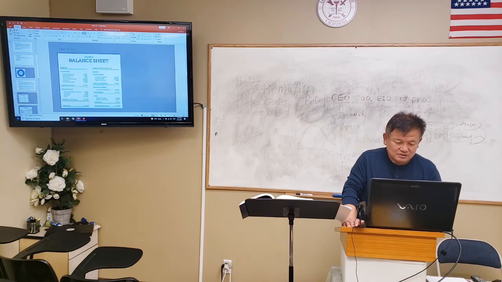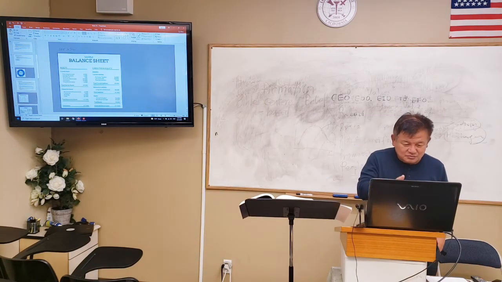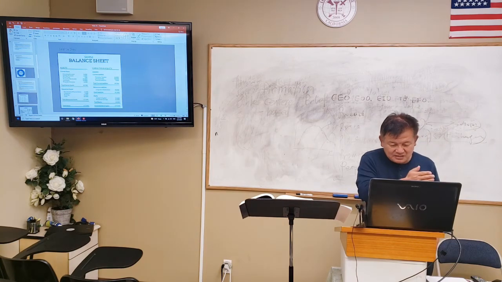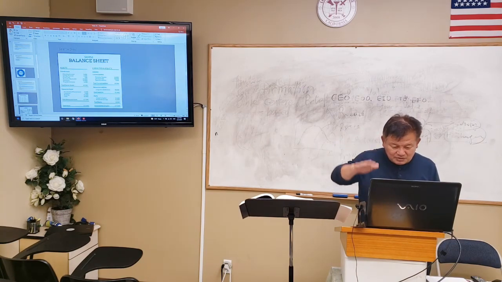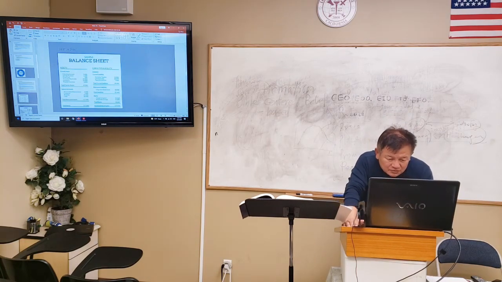I'll show you an example. The balance sheet consists of assets on the left side, and liability and equity on the right side. The below part is the revenue, total equity. So total assets are on the left side, and the right side is liability and equity. This is a balance sheet sample.